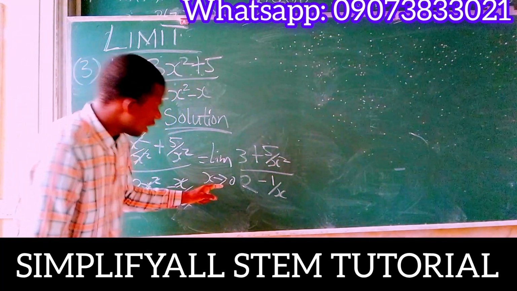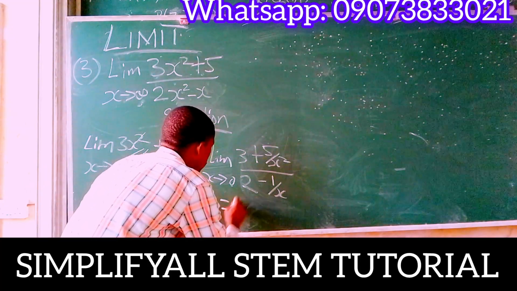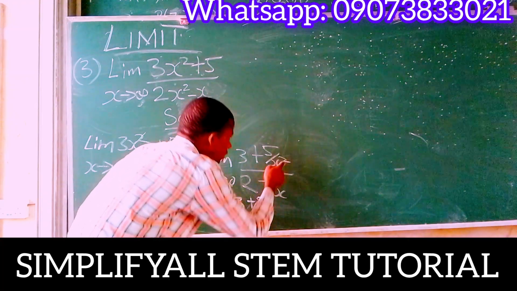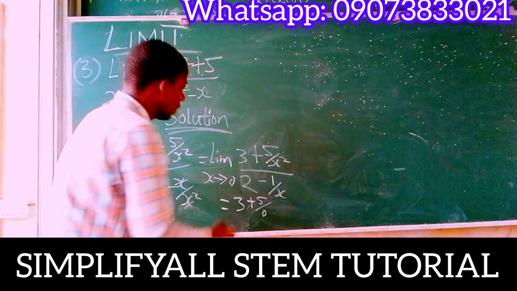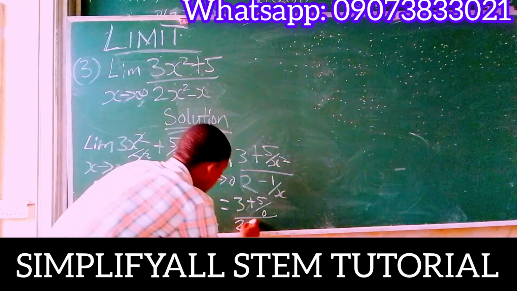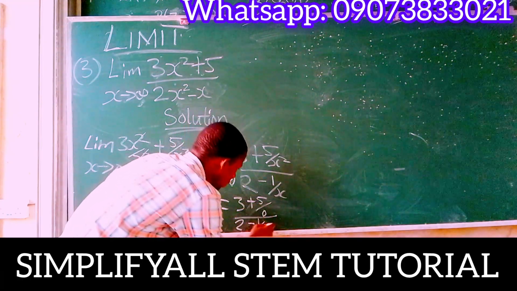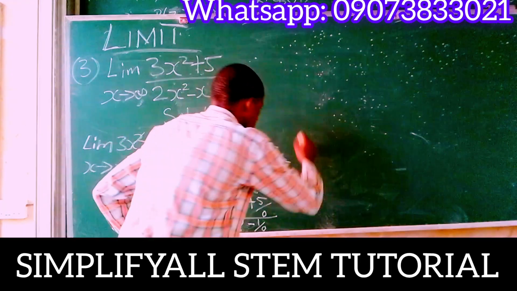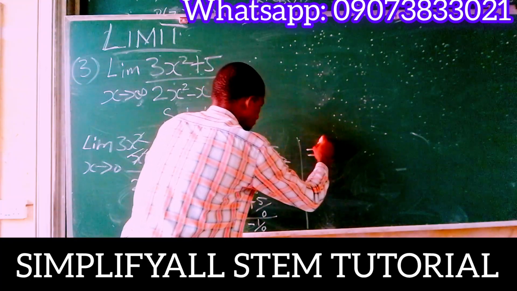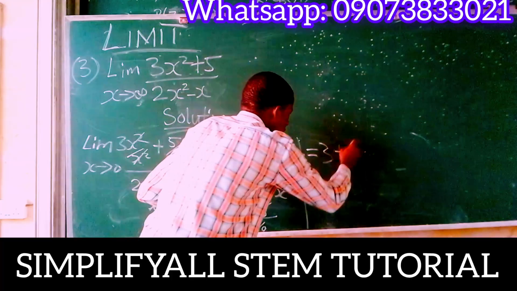Now, anywhere we see x, we put 0. So this becomes 3 plus 5 all over 0 squared, and 0 squared is the same thing as 0, for the numerator. All over, for the denominator, 2 minus 1 all over 0. That's good. Now this equals 3. You have 3 here, and 5 divided by 0 is 0, so that is 3 plus 0.